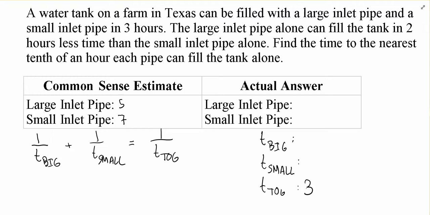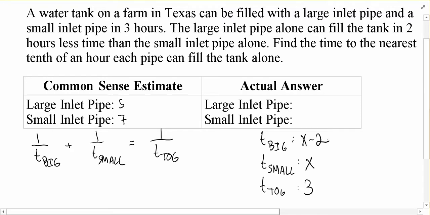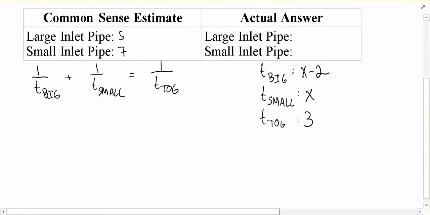As far as the other values, we know that the large inlet pipe can fill the tank in 2 hours less time. So if we call the small one x, then the big one is 2 hours less than that, so it's x minus 2. Now we can plug those values into our formula to say we have 1 over x minus 2 plus 1 over x equals 1 over 3.